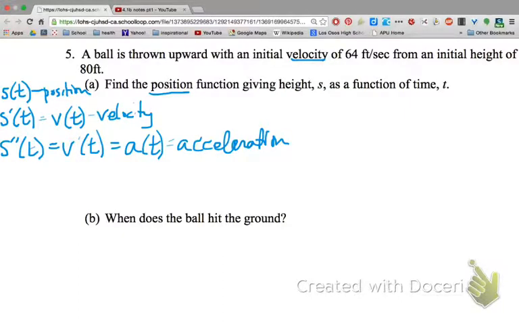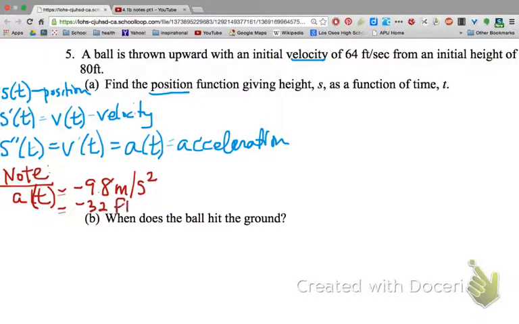And one other thing to note, if you have not learned this before in a science class, you should probably write it down anyways, is that acceleration is either negative 9.8 meters per second squared or negative 32 feet per second squared. So you want to remember that, because how you begin this problem is determined by whatever units you're actually given.